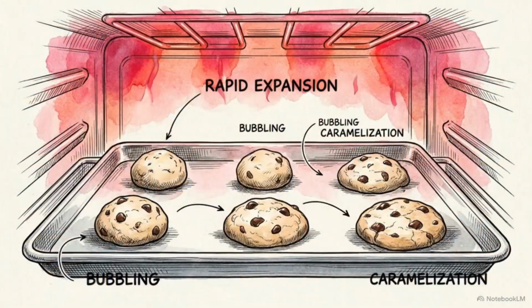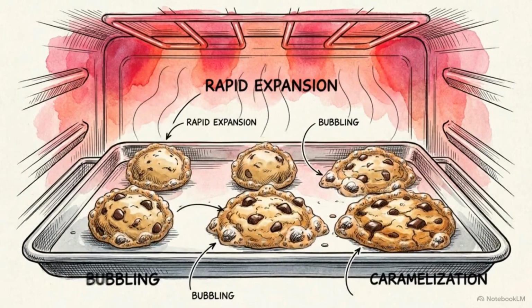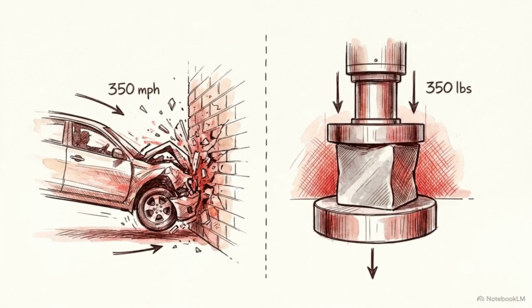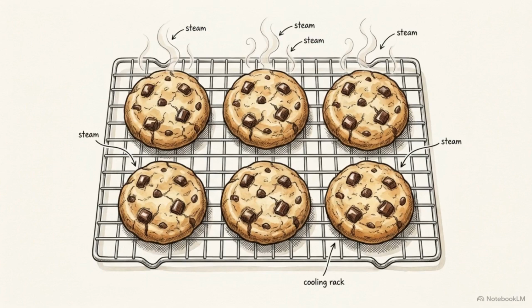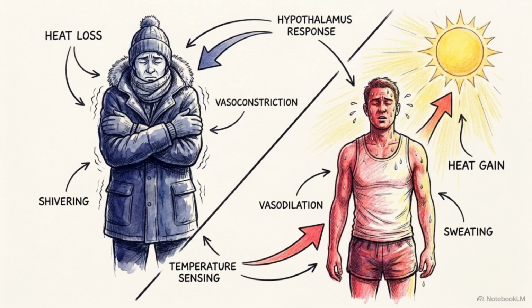You set your oven to 350 degrees to bake a batch of chocolate chip cookies. If you encountered 350 of almost anything else, miles per hour or pounds of pressure, it would violently destroy whatever it touched. Yet your cookies emerge perfectly golden brown. That number, 350, is a localized dialect.